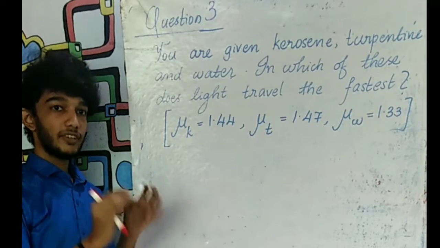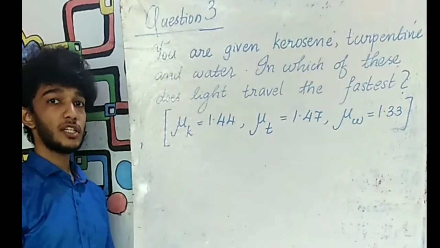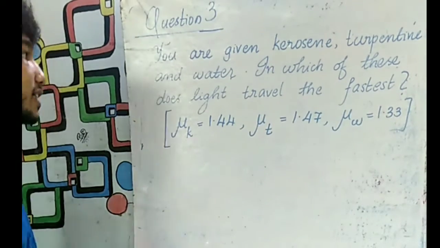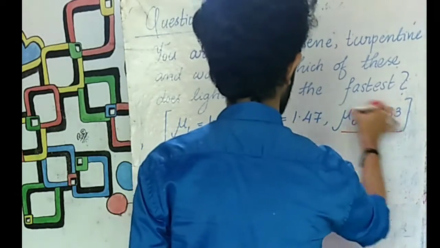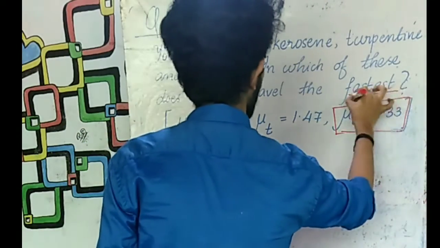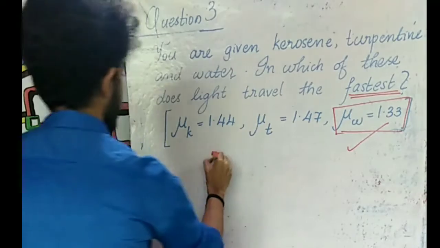So we know that the refractive index is inversely proportional to the speed of light in that medium. So which among these has the lowest refractive index? Of course, the refractive index of water, 1.33, is the lowest. Therefore, light travels the fastest in water. Water will be our answer.